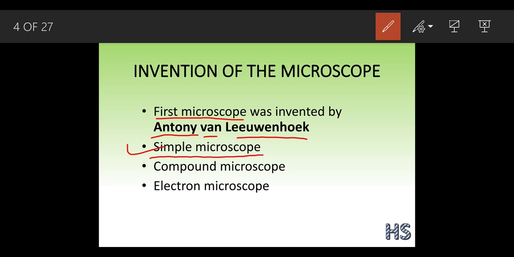Why did he name it a simple microscope? Because it was the first invention. The word micro means small, and scope means you can magnify those images. If you are not able to see with your naked eye, you have to take the help of the microscope. That is why the name has been described like this. Then this simple microscope was used for many years.